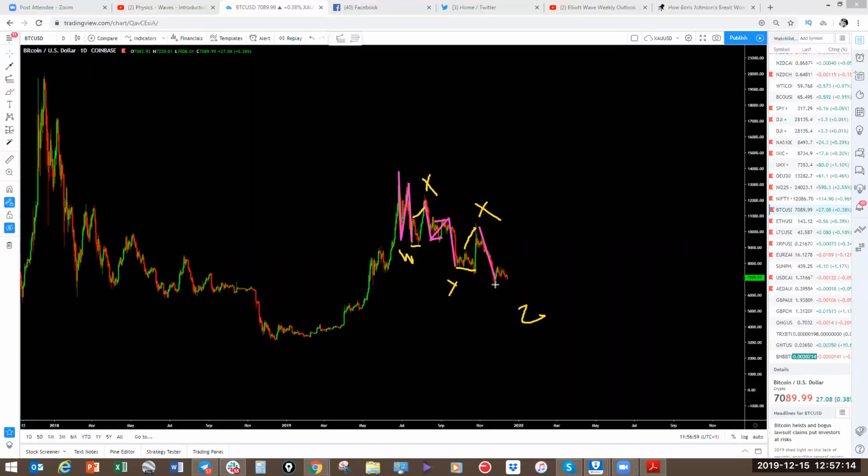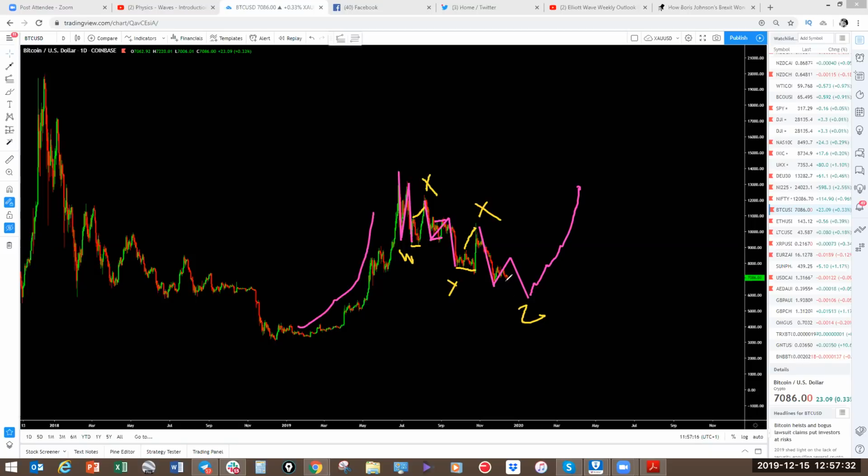So what are we looking for? We're looking for this one in the lower degree. So this one can do this, and then we'll complete our Z. So after the completion of this Z, that's when we're going to start expecting that Bitcoin starts coming back up. Okay, with this move here. Now, this is a clear 1, 2, 3, 4, 5 swing sequence.